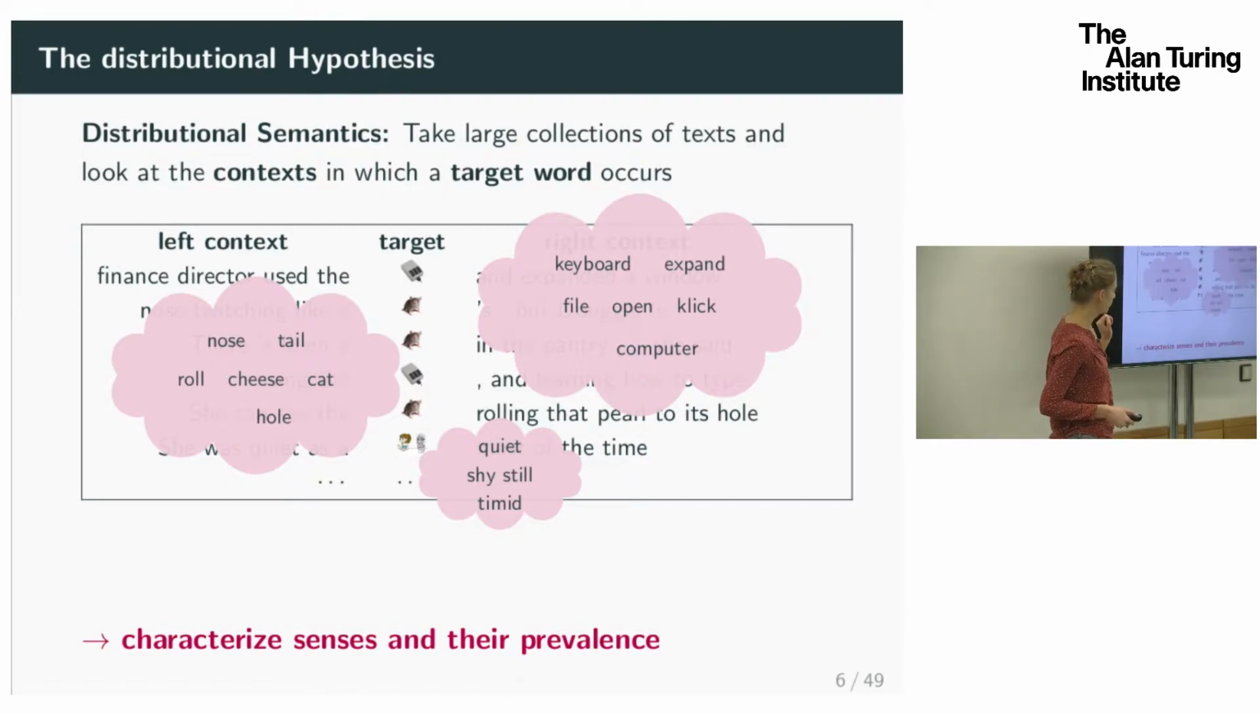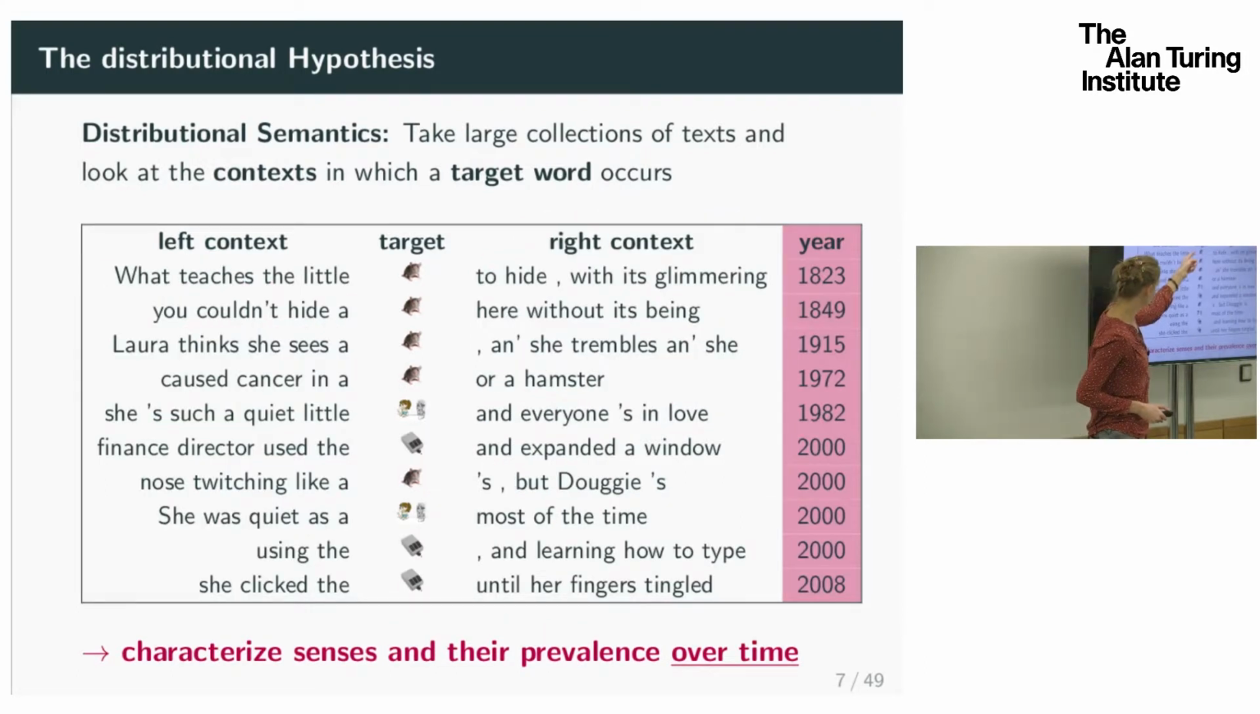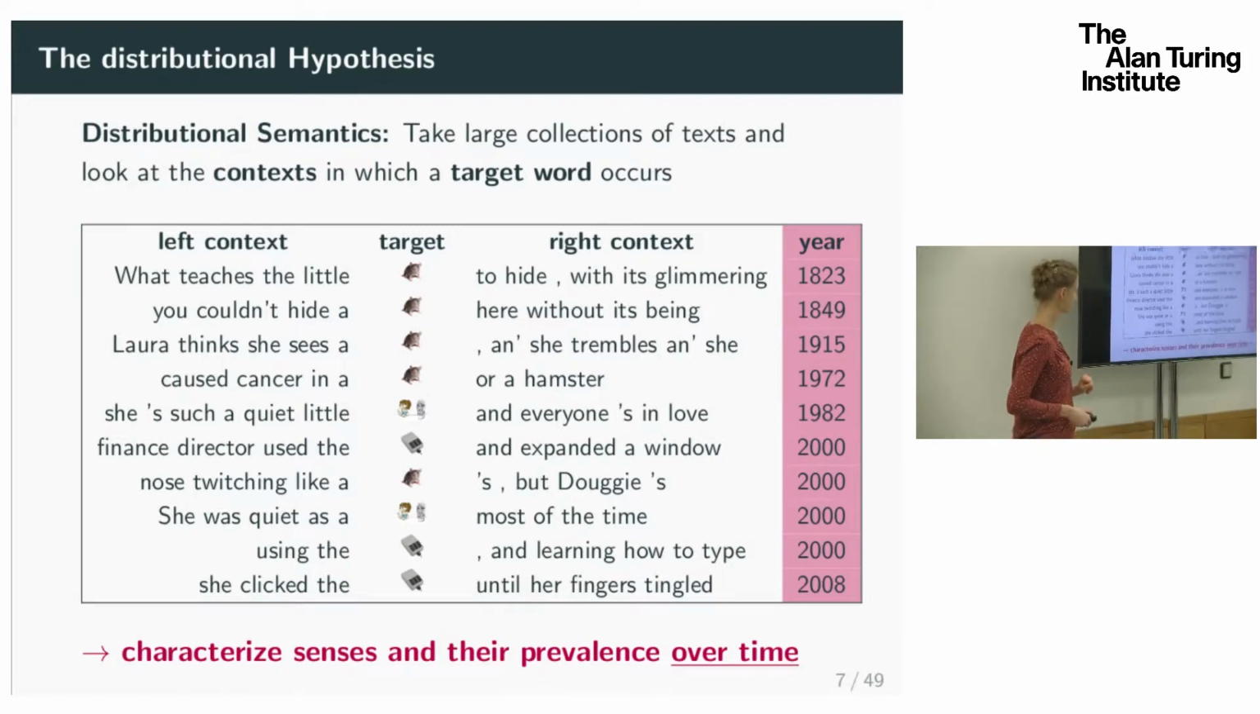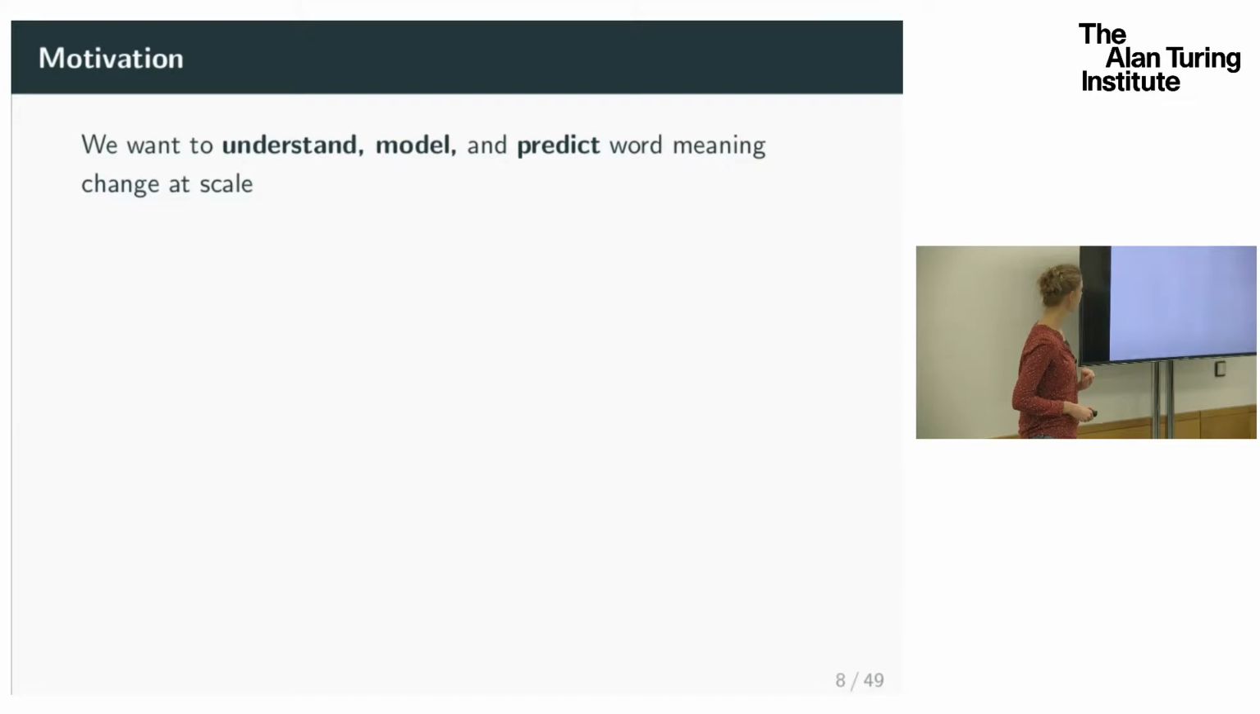And in this work, we add another dimension to this paradigm. We again look at words and contexts, but we take those contexts with their year or their time of occurrence. And this allows us to not only identify senses and their prevalence, but also to see how different senses change over time and how they change in importance over time.